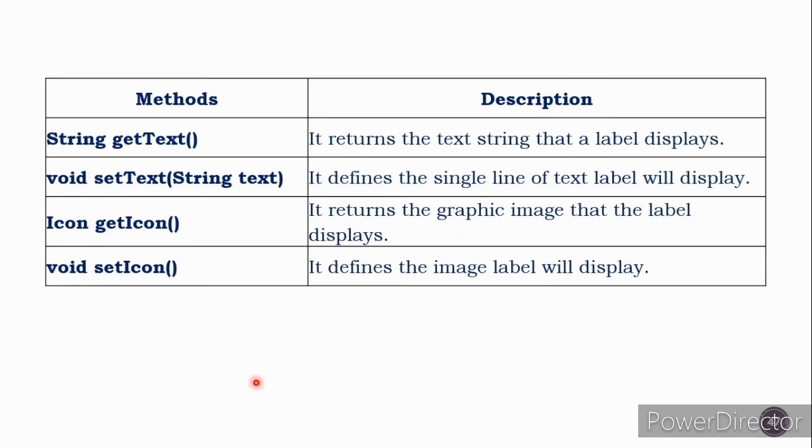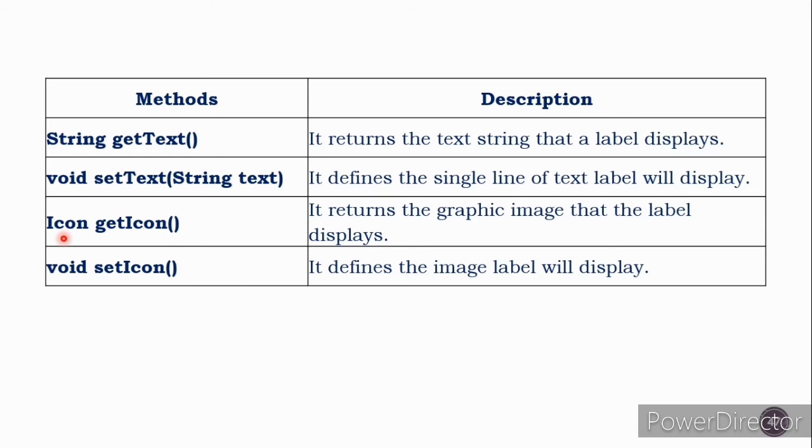Next, these are the methods. String getText returns the text string that the label is displaying. Void setText(String text): suppose you have used an empty label and we want to set the text for that. At that time we will use this method to set the text. Whatever text we pass as an argument, that text it will display on the GUI application as a label.